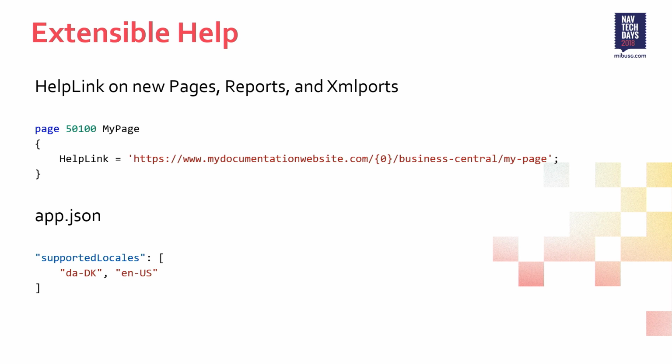What we have also added is the local replaceable part of that URL. In this case, it's the curly bracket zero, curly bracket end. And that will be replaced with the local information. And that local information you can limit in the app.json. You can specify which locales you actually support. And if your users are running with one which is not supported, it will pick the first one from that list and put that into the help URL.